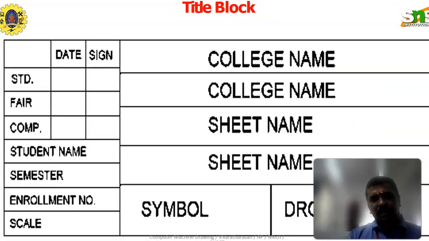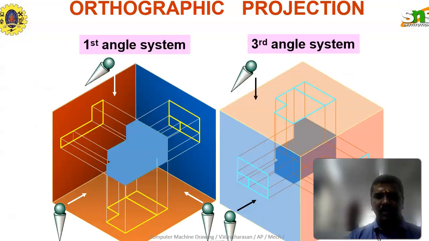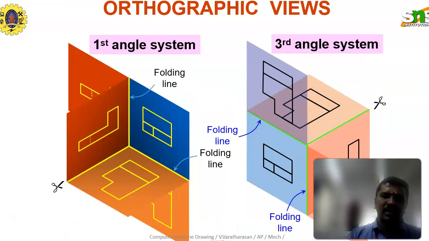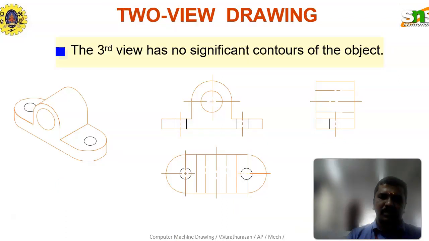How can we fill in the title block details in the drawing sheet, and what types of lines we saw. Then what the difference is in orthographic projection, and what is meant by first angle and third angle of projection. These are the things we saw in the previous lecture series. And then different types of views also: top view, front view and the side view, right side view and left side view.